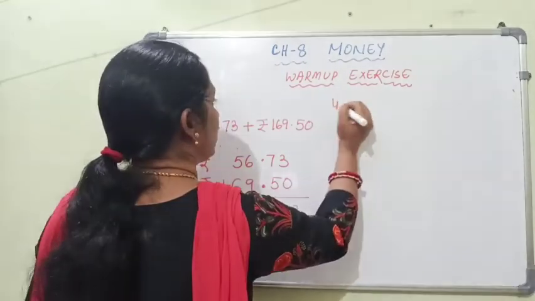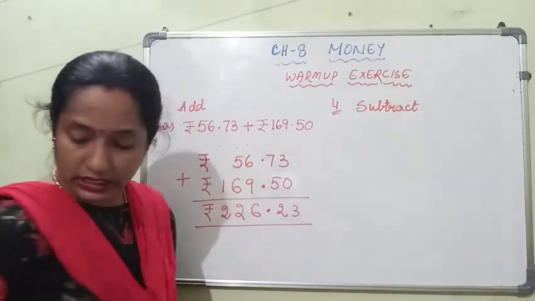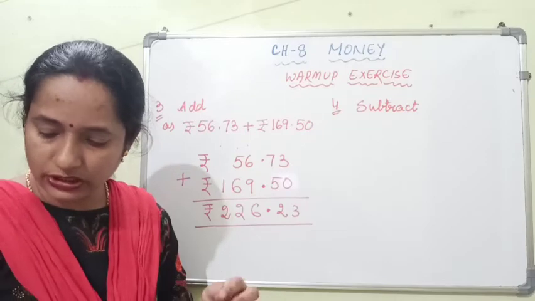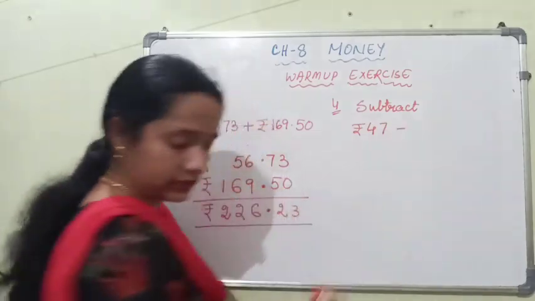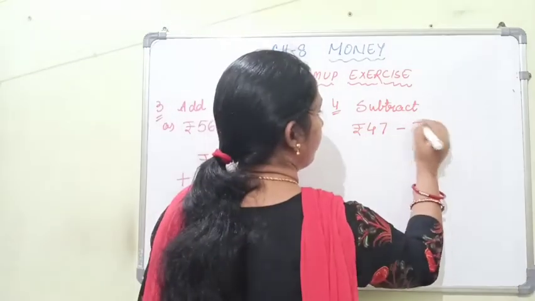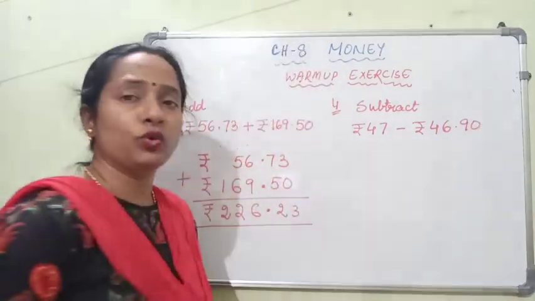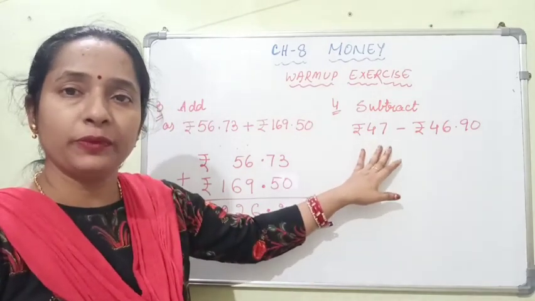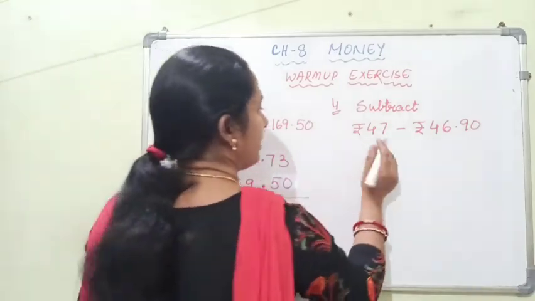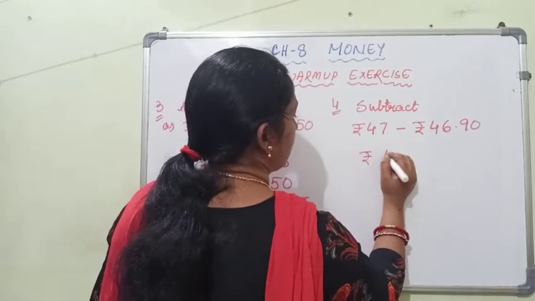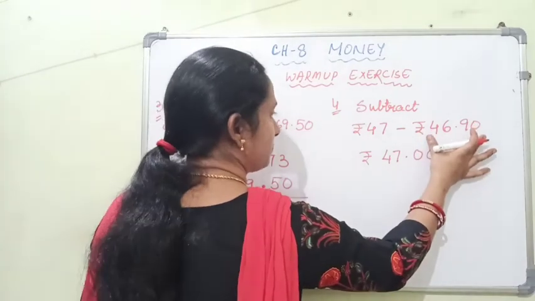In question number 4 you are given subtract. The first one I am doing for you: subtract rupees 47 minus rupees 46, 90 paise. Now as we all know, 47 rupees can also be written as 47 rupees with no paise part, meaning 0.00. So let us write 47 in that form, as 47 rupees 00 paise. Now we are going to subtract this one. This is our subtrahend and this is our minuend.